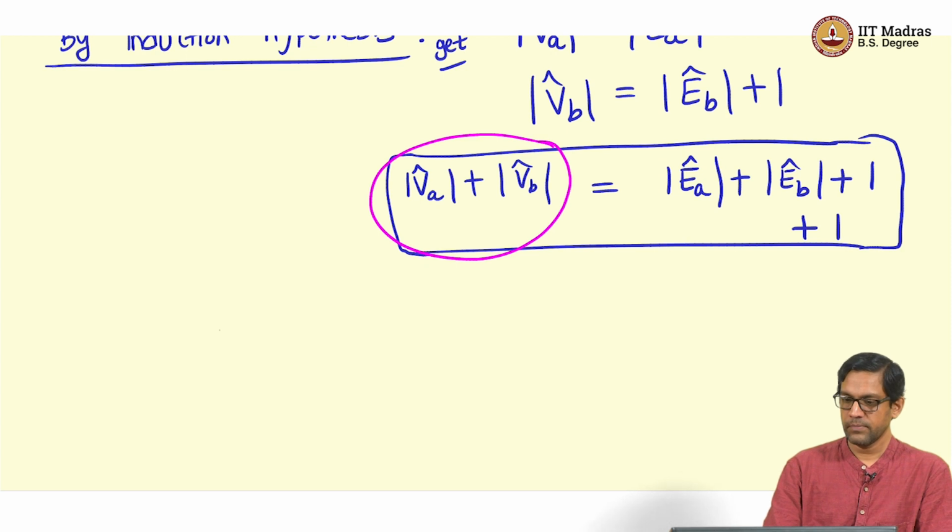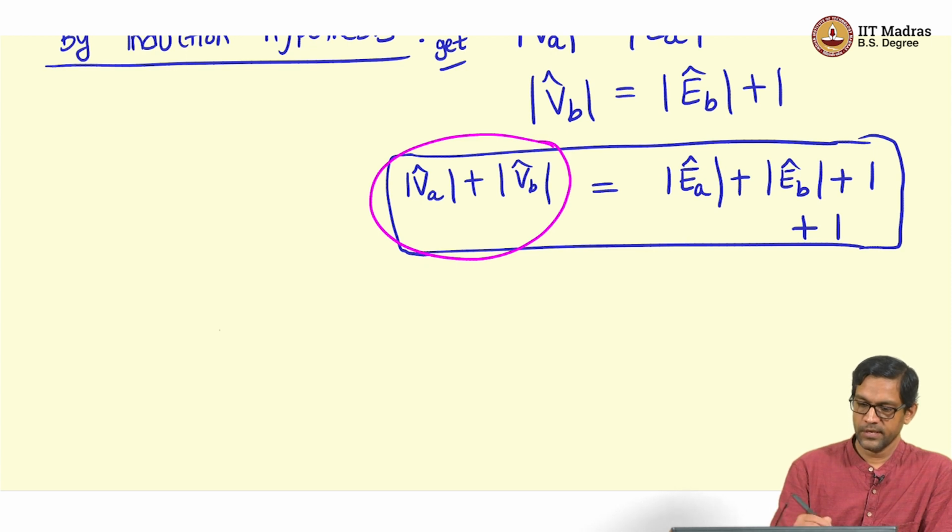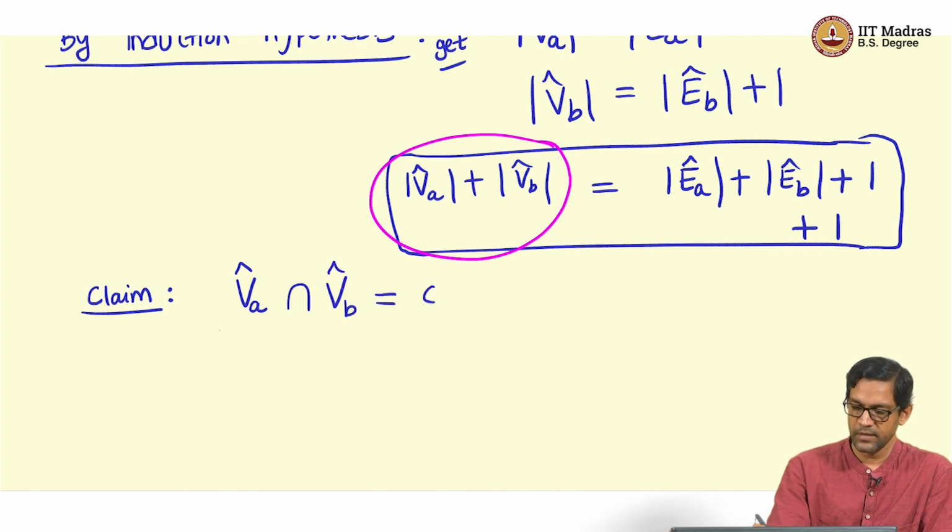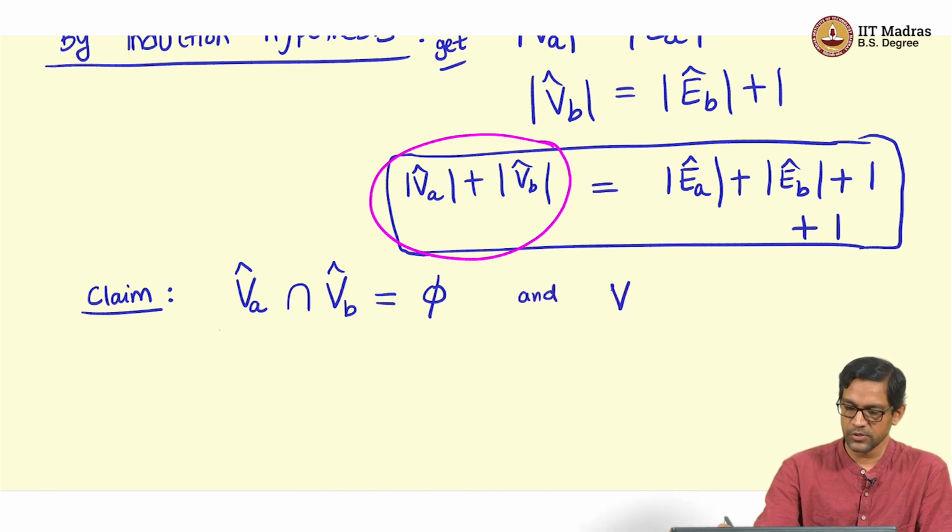Okay, so that completes the induction step. So, we have added this equation and we conclude mod VA plus mod VB equals mod EA plus mod EB plus 2. Okay, now here's the key observation. So, let us look at the left hand side, which is mod VA plus mod VB, and so I drew that diagram in a certain way. I claim VA hat and VB hat are two disjoint sets. So, firstly VA hat and VB hat are two disjoint sets, so their intersection is empty and their union is the whole.